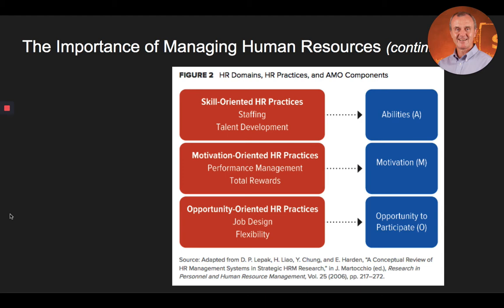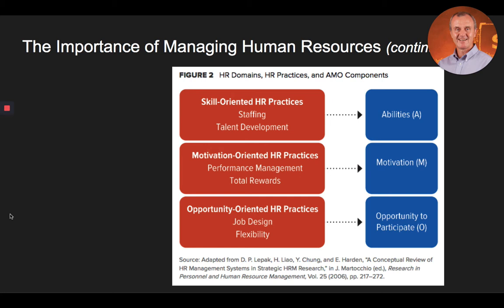Before we turn our focus to the specific HR practices utilized in the management of employee skills, motivation, and opportunity to participate, it is important to understand that the three AMO components do not exist in isolation. Rather, the components are part of a larger HR system of practices through which synergistic effects on employee performance will emerge. So, in summary on the importance of managing human resources.